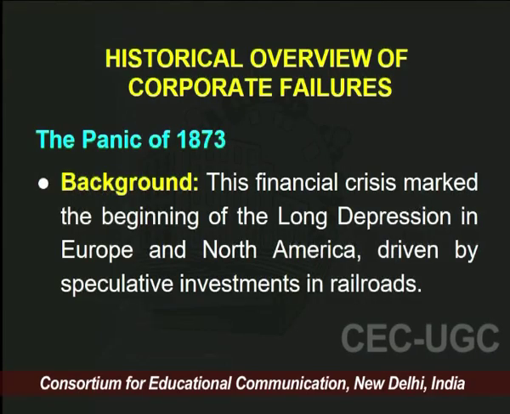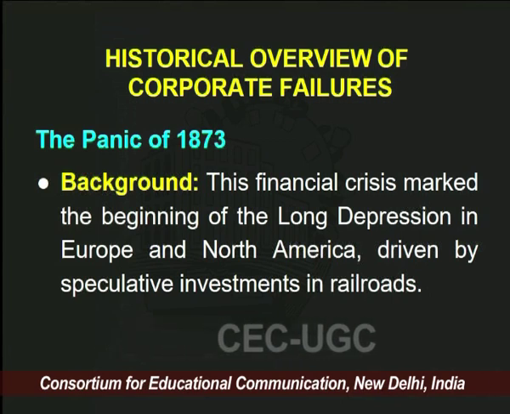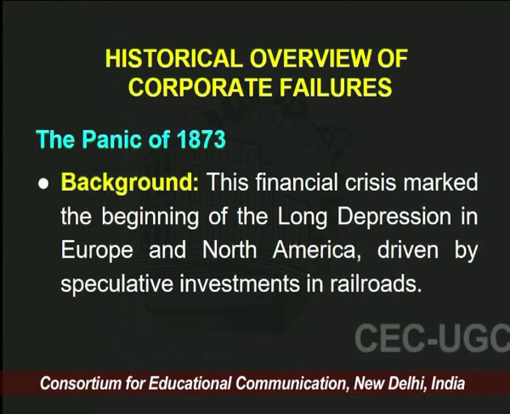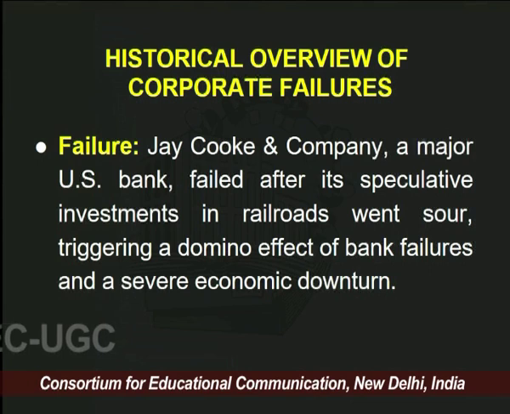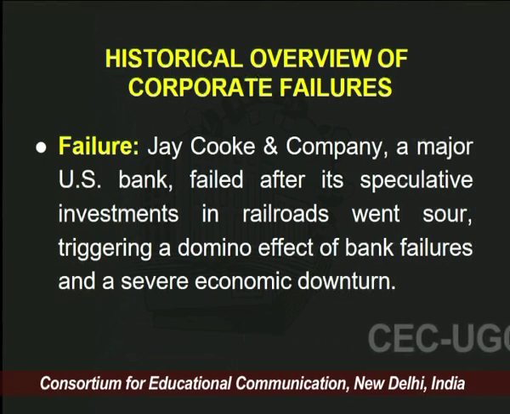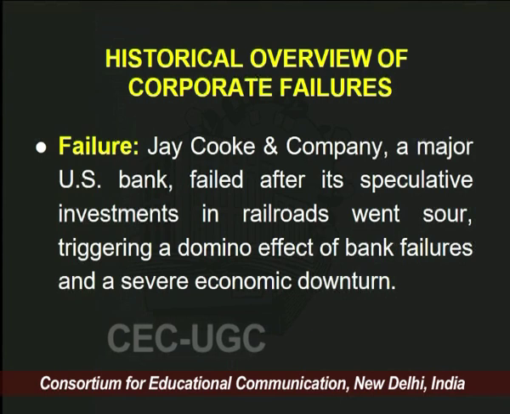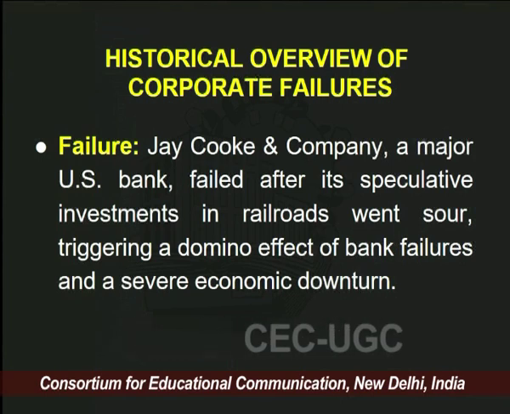The Panic of 1873. The financial crisis marked the beginning of a long depression in Europe and North America, driven by speculative investments in the railroads. Jay Cooke and Company, a major US bank, failed after its speculative investments in the railroads went sour, triggering a domino effect of corporate and bank failures and a severe economic downturn.